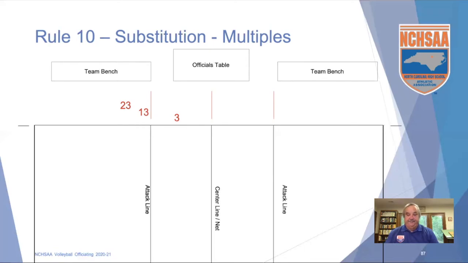Okay. You can do this pretty quickly. You don't want to delay the game as you're doing this. You'll get faster and faster at it. And the point is not to slow the game down, but to make sure that our scorers have the correct people on the court and we know who's in what position.